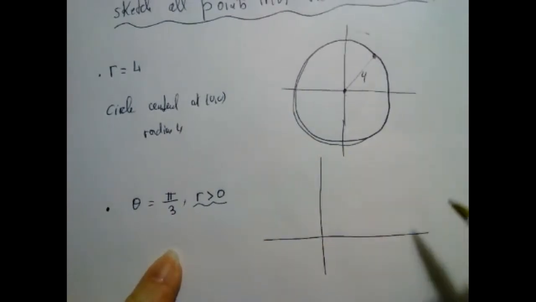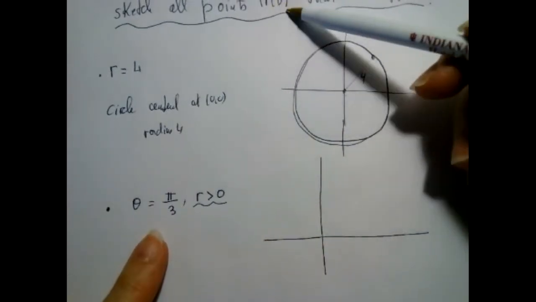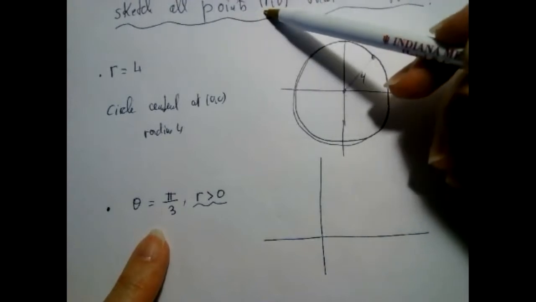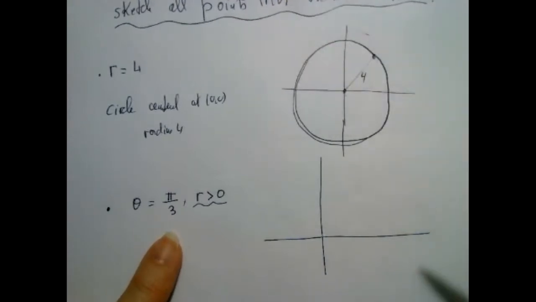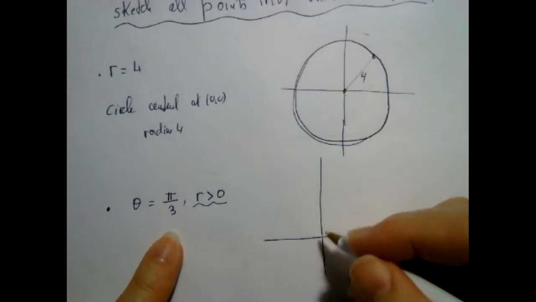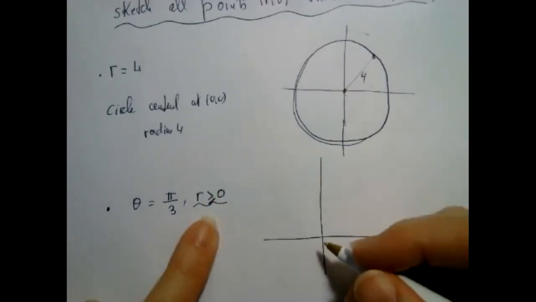So what does this mean? It means I want to sketch all the points (r, theta), where r could be anything. Could be 1, could be 2, could be 3, it doesn't matter. But theta has to be pi over 3. So I say, okay, and that means take r strictly positive or equal to 0.